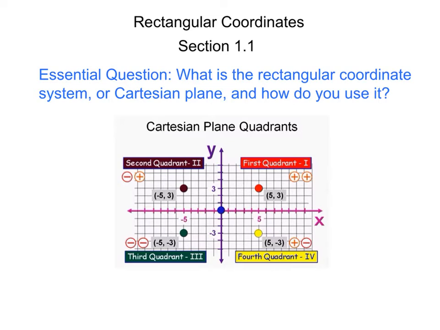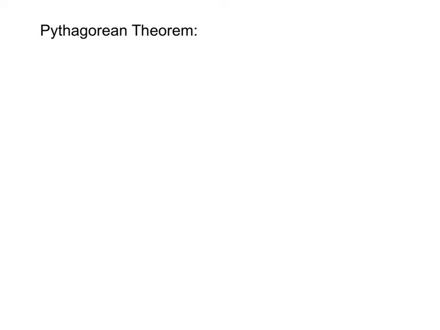So now let's review some formulas relating to points in the rectangular coordinate system. The first of these will be the Pythagorean theorem. Now this relates to a right triangle, as you can see right here, where the hypotenuse is c and the two legs are a and b. Basically, the Pythagorean theorem says the square of the hypotenuse is equal to the sum of the squares of the other two sides, or in other words, a squared plus b squared equals c squared.